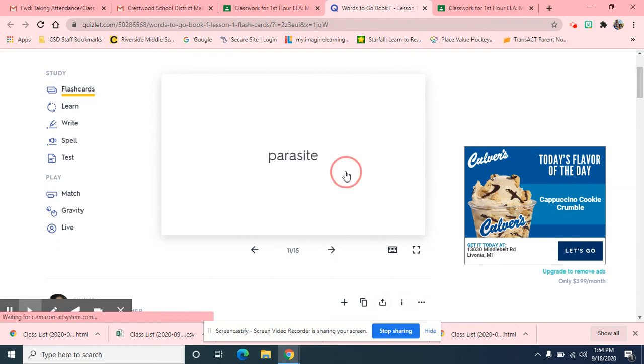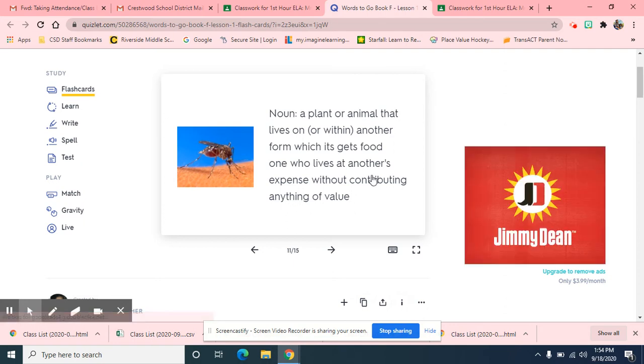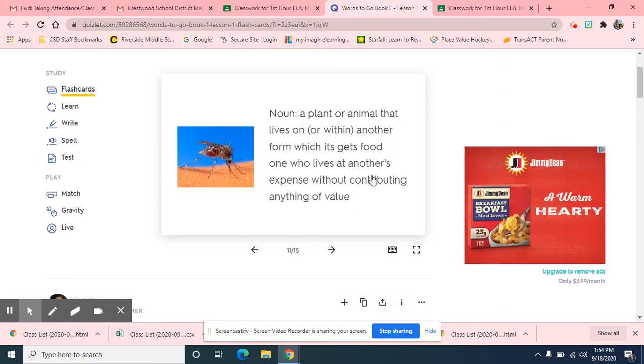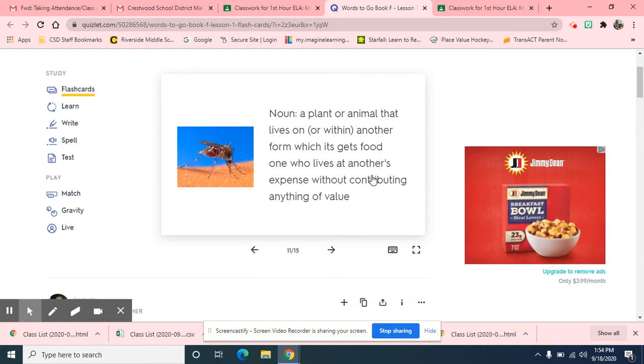Parasite could have two meanings. A parasite is a plant or animal that lives on or within another form, and it gets its food from the thing that it's living on. So it's basically like a bacteria that lives on other things, and it could harm you.